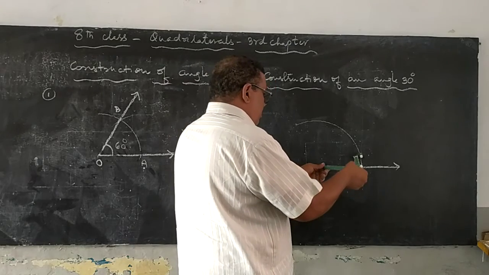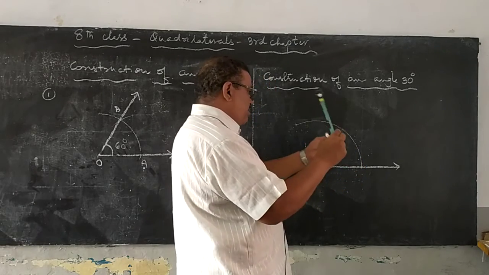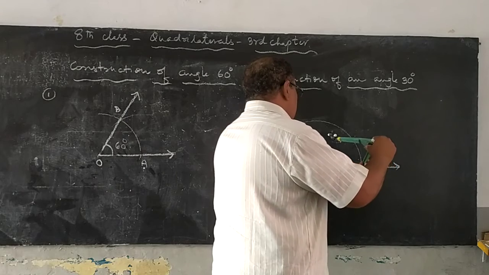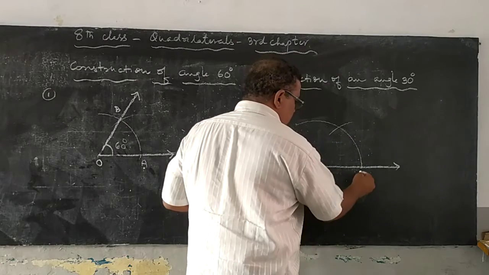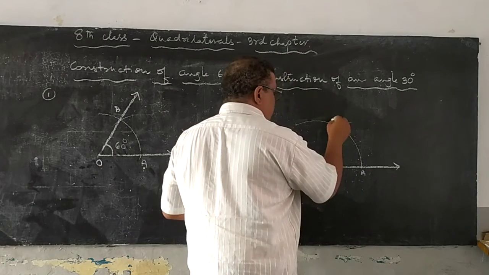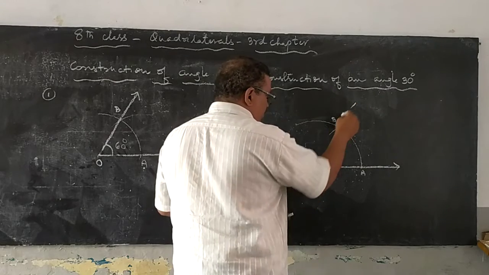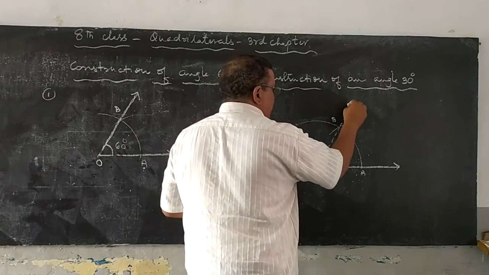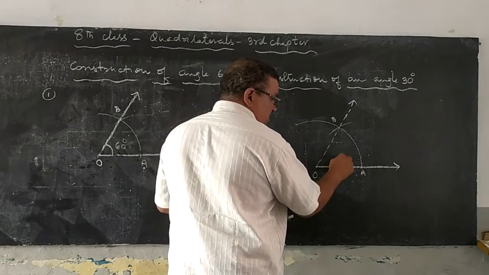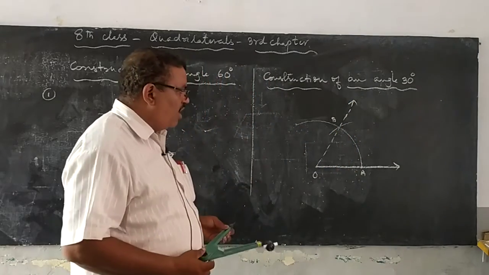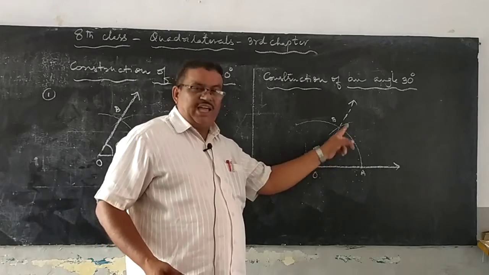OA, draw an arc. With the same radius, from here onwards, cut the above arc. This point is named as A, this one is B. OB is what angle? Angle BOA is equal to how many degrees? 60 degrees. Now, we have to bisect this angle.